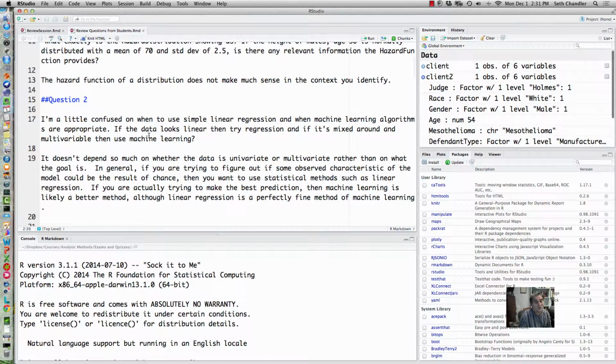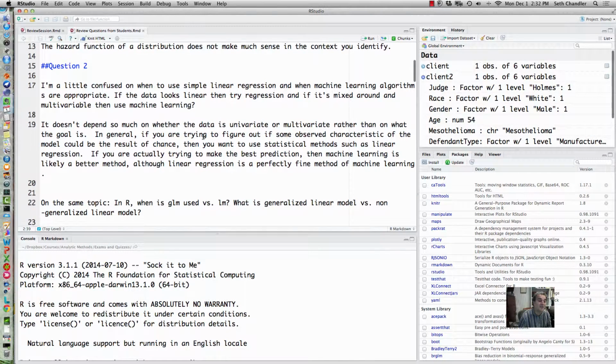I'm a little confused on when to use simple linear regression and when machine learning algorithms are appropriate. If the data looks linear, then try regression, and if it's mixed around a multivariable, then use machine learning. So I wouldn't say that this proposed answer here is exactly right. I don't think whether you should be using linear regression or something fancier, such as a machine learning algorithm, depends so much on the nature of the data, but what you're trying to do with it.